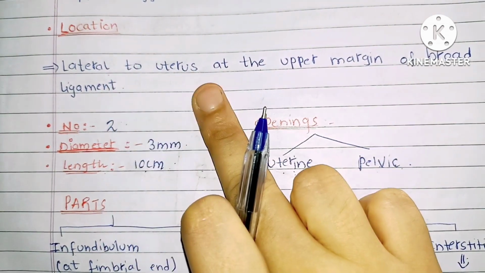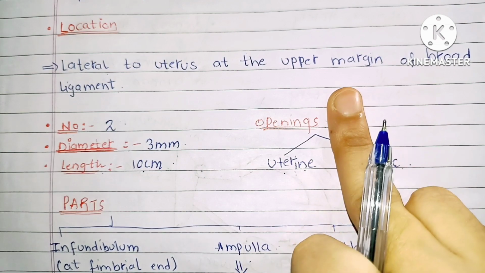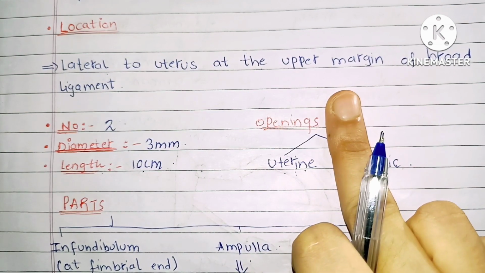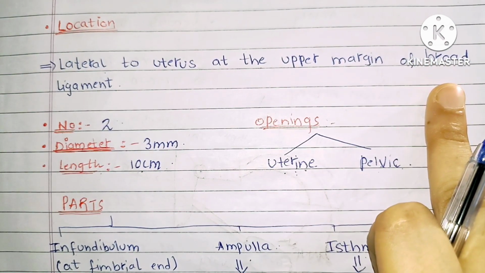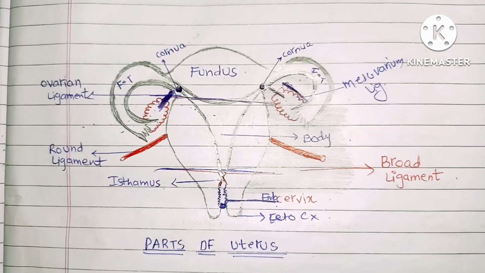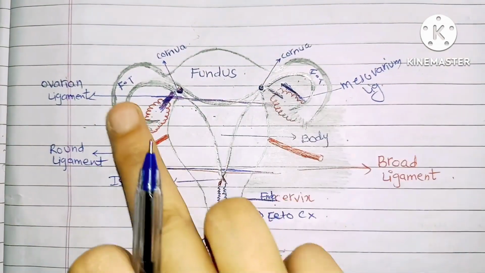Laterally to the uterus at the upper margin of the broad ligaments. Okay, it is located laterally at the upper margin of the broad ligaments. We will understand this with the help of a diagram. See, this is the uterus and these are the fallopian tubes.